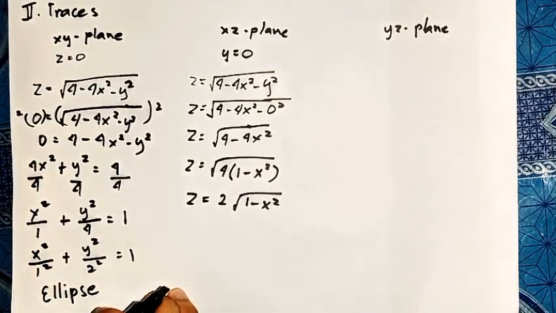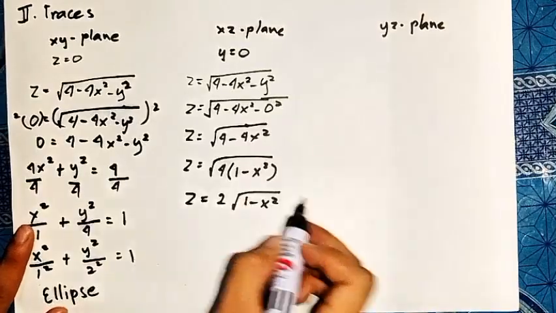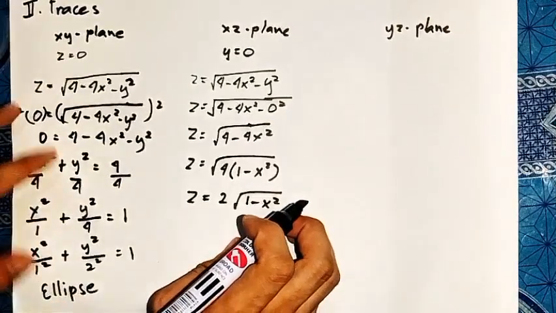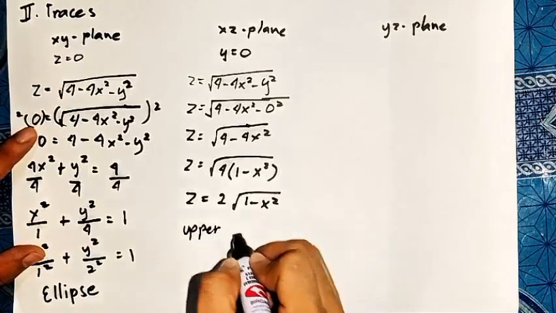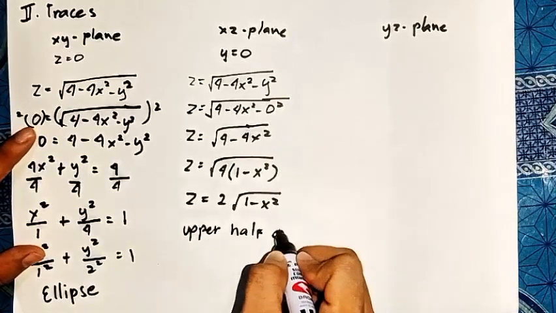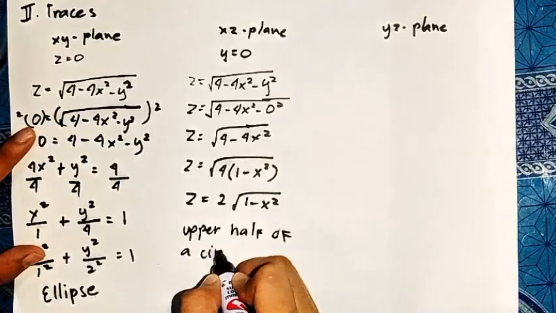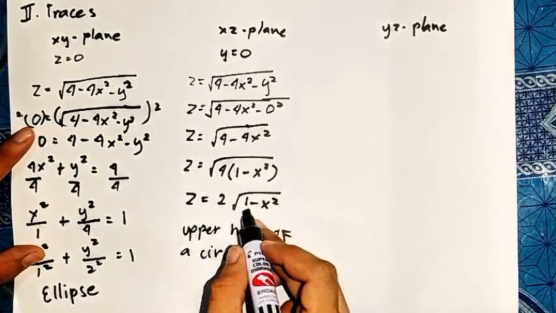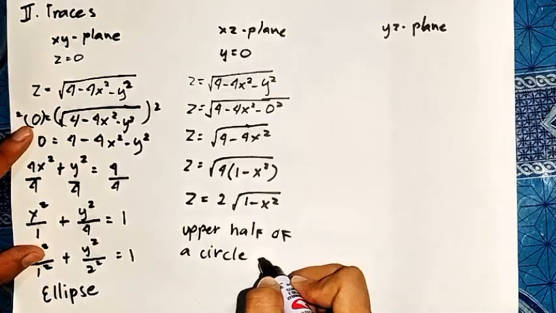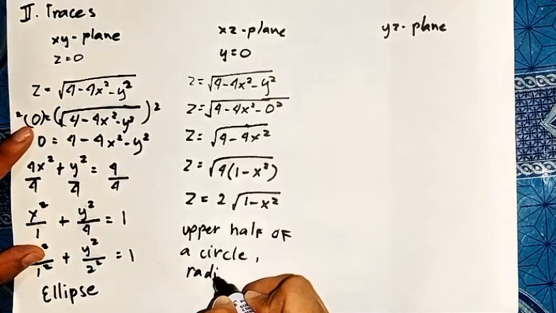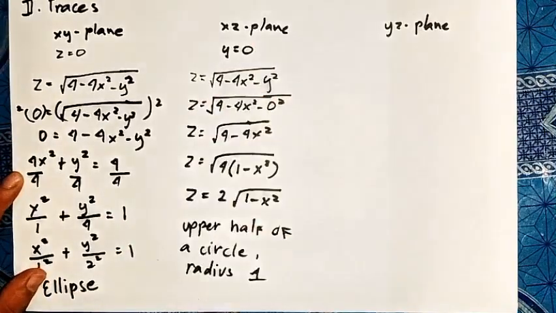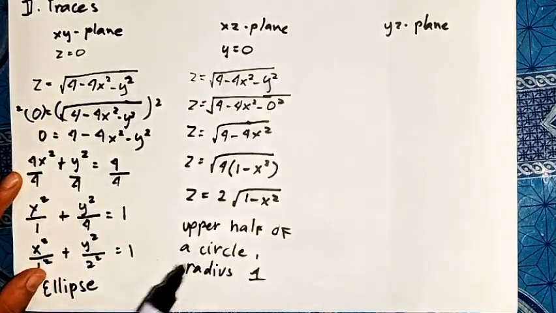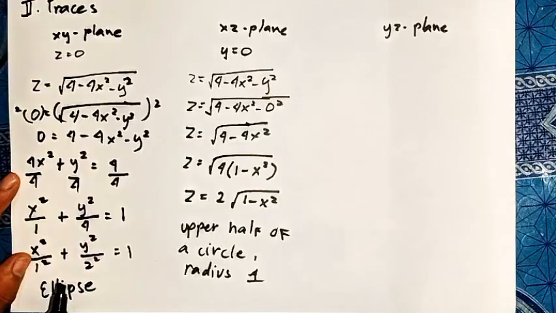As you notice, this one, the xz plane, looks like the upper half of a circle with a radius of 1. So the xz plane looks like a half of a circle. Again, in the xy plane we have an ellipse, and the xz plane is the upper half of a circle.